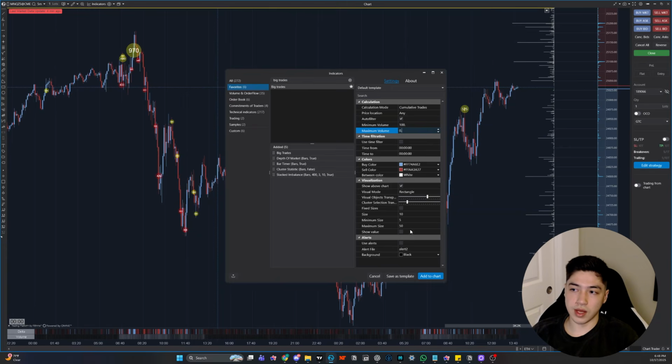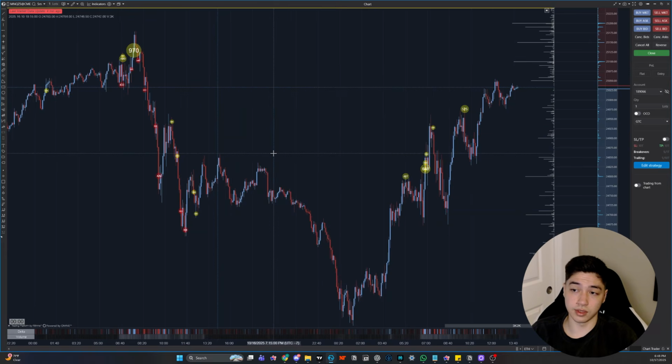And then on the visual side of things, when you first load it up, it's going to show as a rectangle. I like to keep it as a circle. I just think it looks nicer, but you can keep it as whatever you want, a diamond, a rectangle, a triangle. It doesn't matter. And then that's about it. As far as colors and stuff, you can change the colors and then you just click add to chart. I'm not going to do that because I already have it on my chart and I have it how I want it to look.